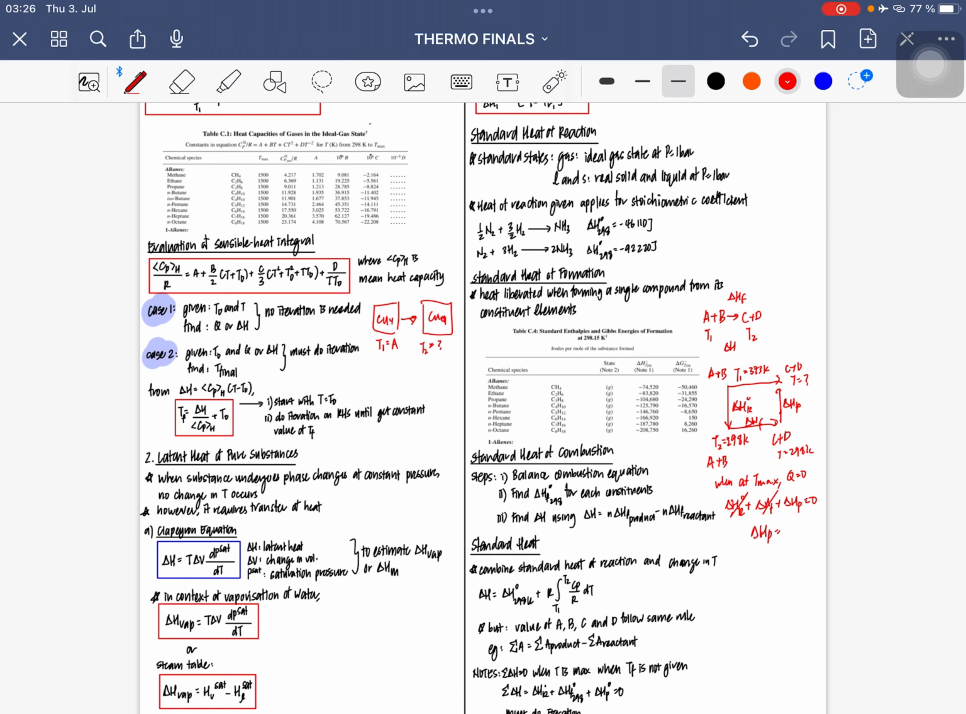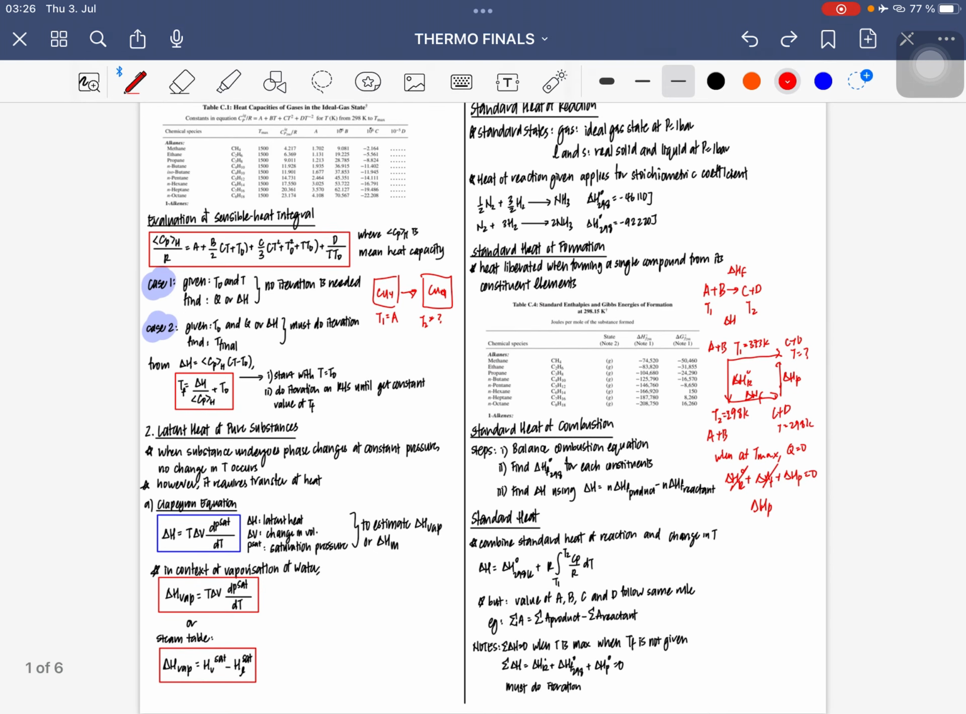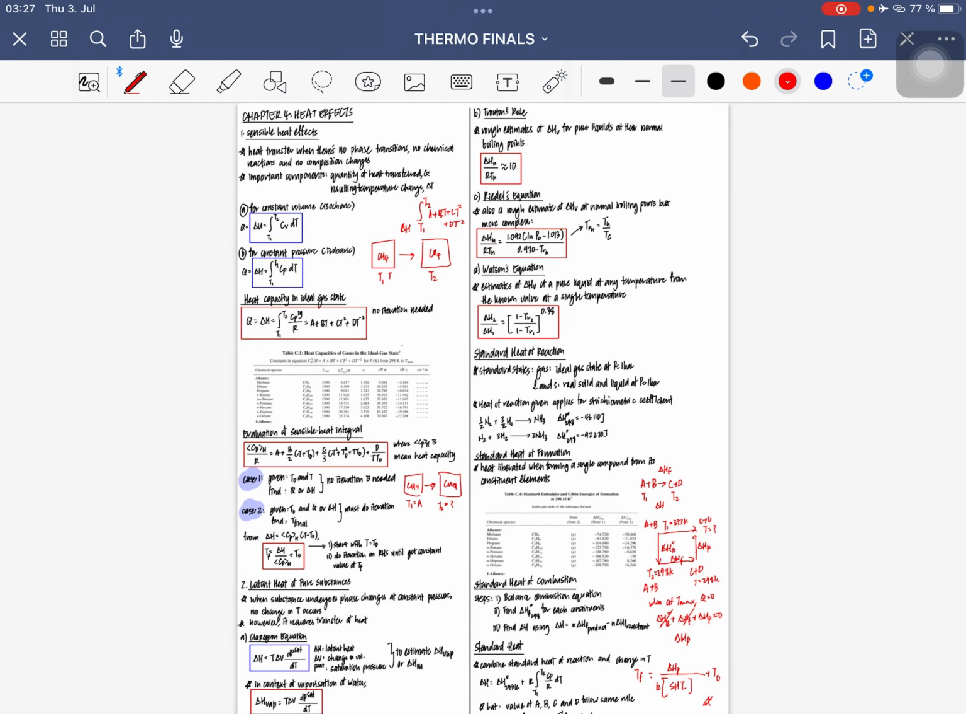So your HP will be from just algebra. You can just find it, and then you use this sensible heat integral to get, I think the final formula should be HP, and then R, the sensible heat integral, plus T naught. Yeah. So that is heat effects.